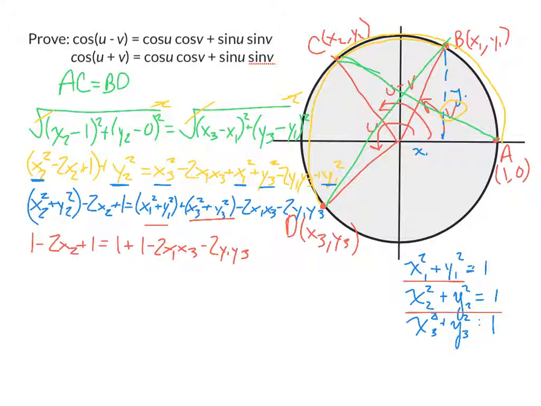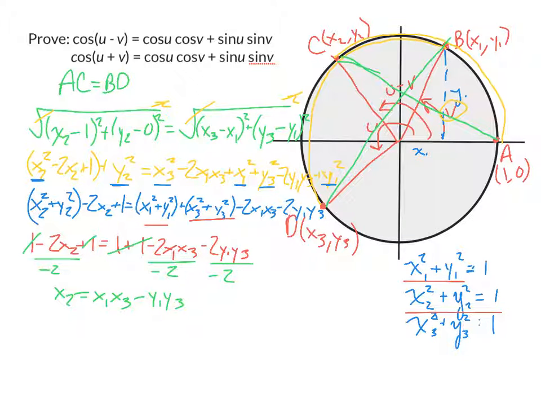Oh, okay, so if we subtract the 1's, so these together make 2, and these together make 2, and if we subtract a 2 on both sides, they're gone, and then I can divide everything by negative 2. And so we have x2 equals x1, x3 minus y1, y3.